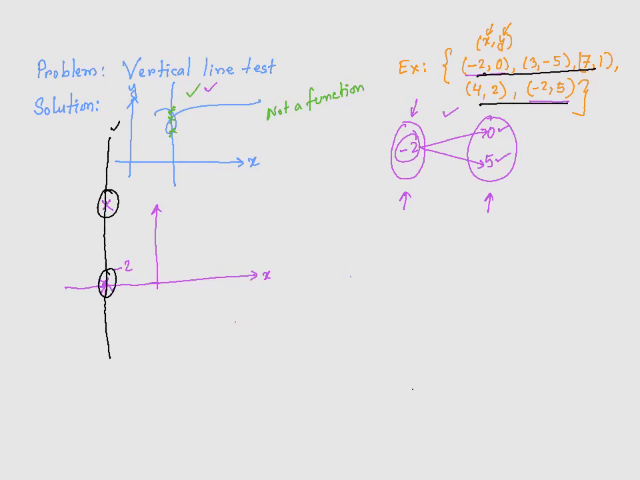So let me summarize again. What does the vertical line test tell you? It tells you that if you are given a relation in the form of a graph, which is easier to see, and you can draw a vertical line anywhere on this given relation or graph where the vertical line intersects it in more than one point, then it does not form a function.